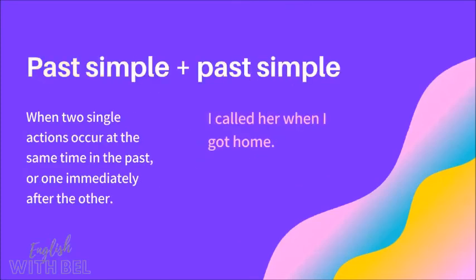You can also use the past simple in both parts of the sentence. This means that there are two single actions which occur at the same time in the past, or one immediately after the other. The difference with the previous pattern is that in this case, the two actions are short. Take a look at this example. I called her when I got home. If you use this pattern, remember that you should use when in order to join the clauses.